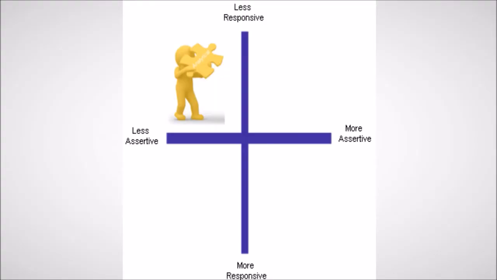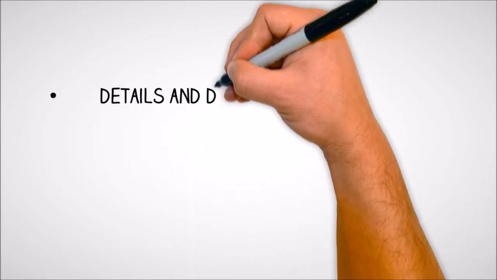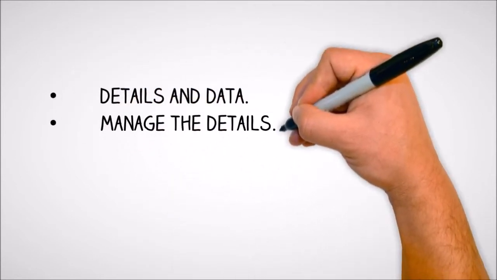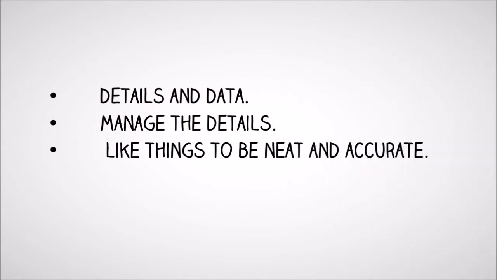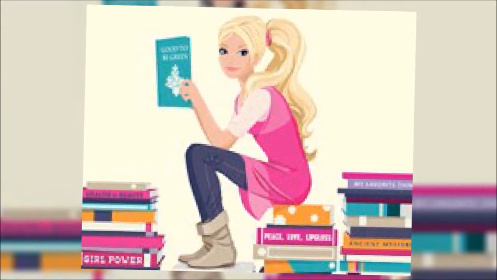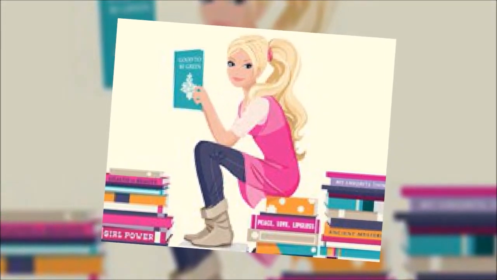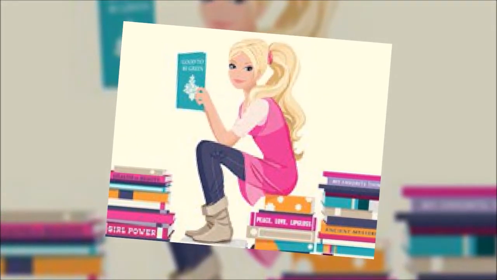In this quadrant are what we call the analyticals. Analyticals are all about details and data. They love to manage the data. They like things to be really neat and very accurate, and they appreciate organization and neatness. These are the people who need timed agendas. They need a packet of background information, and they need time to study the information. They always have questions, and so you're going to want to provide answers for them.